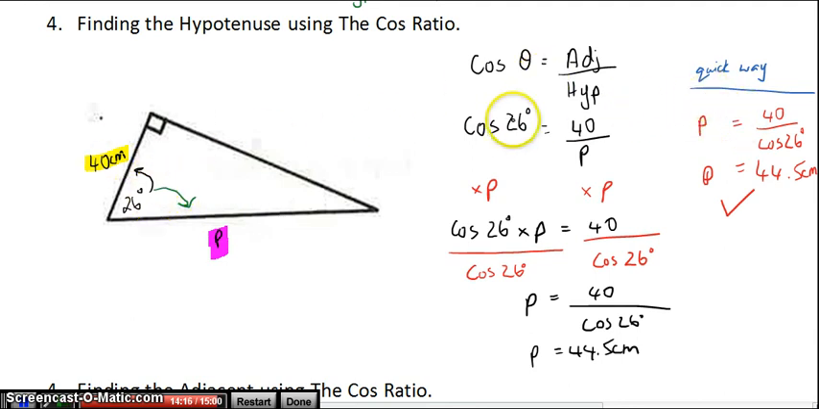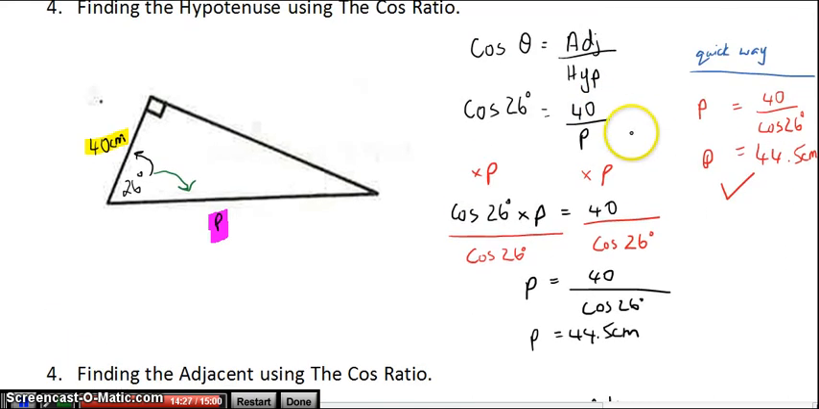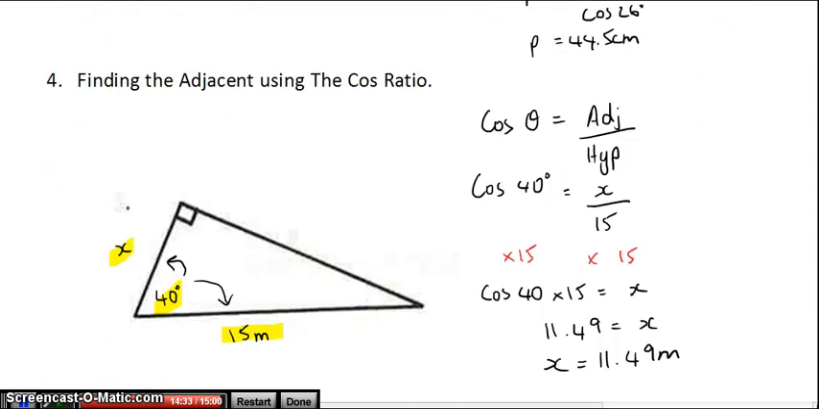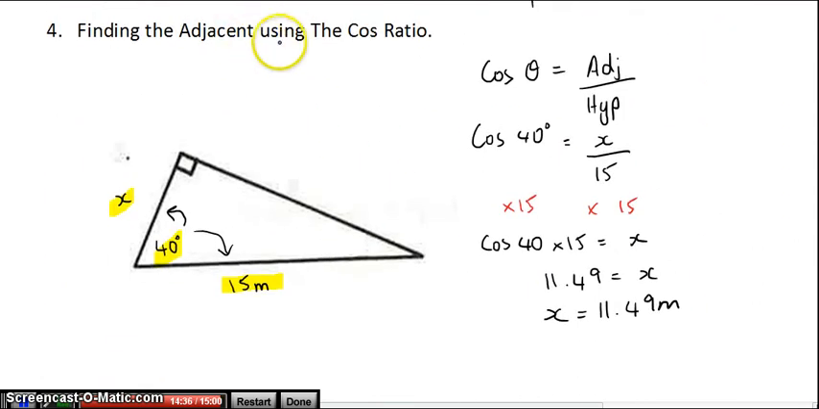Remembering there is a quick way of doing it, which is just to swap these two things around. P becomes here, cos 26 becomes here. We can just solve it that way. You might want to do that to check, maybe. Do the quick way to check it, but still show me the mathematical thinking through it. And we can find the adjacent side also using the cos theta ratio when we know our hypotenuse and our degrees. And that's probably the simplest of them all.